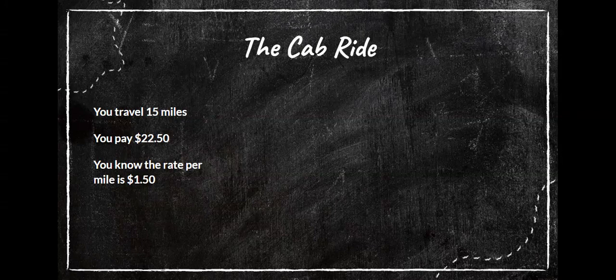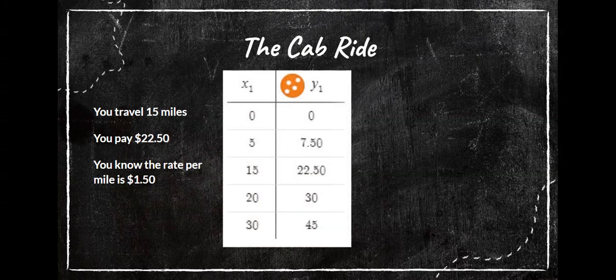This information allowed you to start a table. By first adding the point 15 miles and $22.50 onto the table, you could use the rate of $1.50 for every mile to add other points to the table. These other points are some examples. Once you had this table, it allowed you to write an equation.